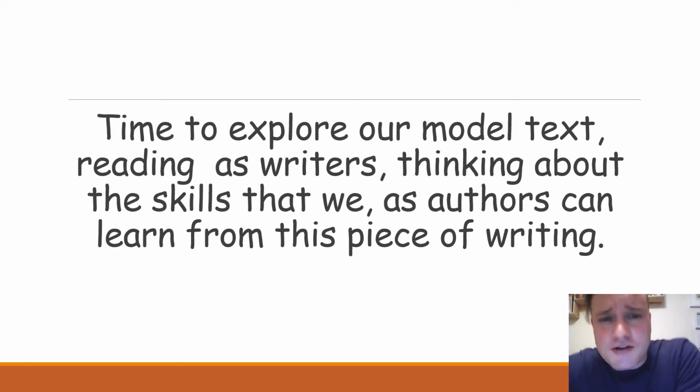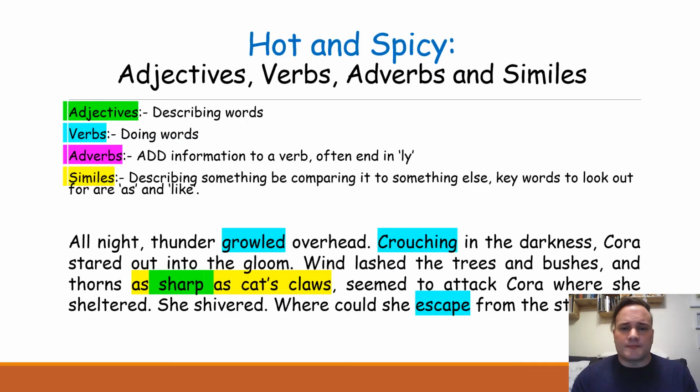So your mission today is to explore, almost like a word safari, explore and investigate Cora and the Storm Wolf. The resources online are a copy of Cora and the Storm Wolf model text and the instructions. And the only thing that you will need today is different coloured pens or pencils, because I want you to go through and underline or highlight finding different families of words and different skills that have been used by the author, in this case the author being me. So let's have a look.